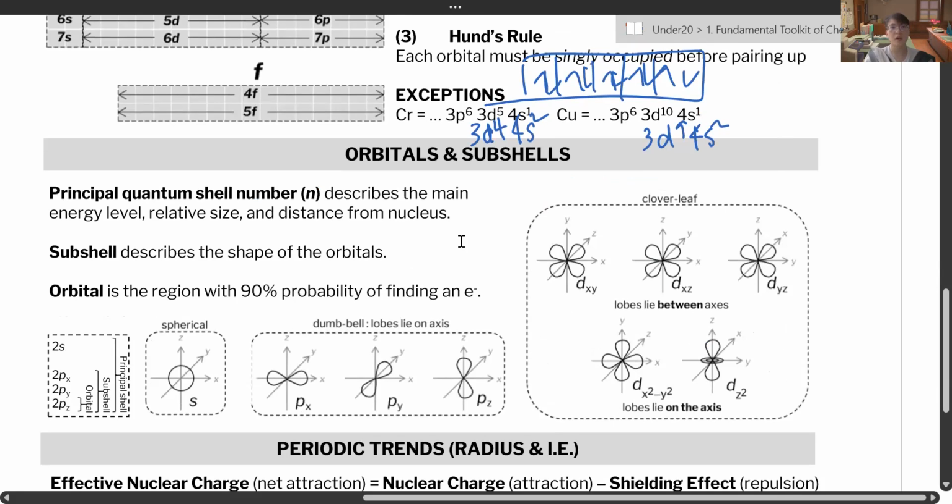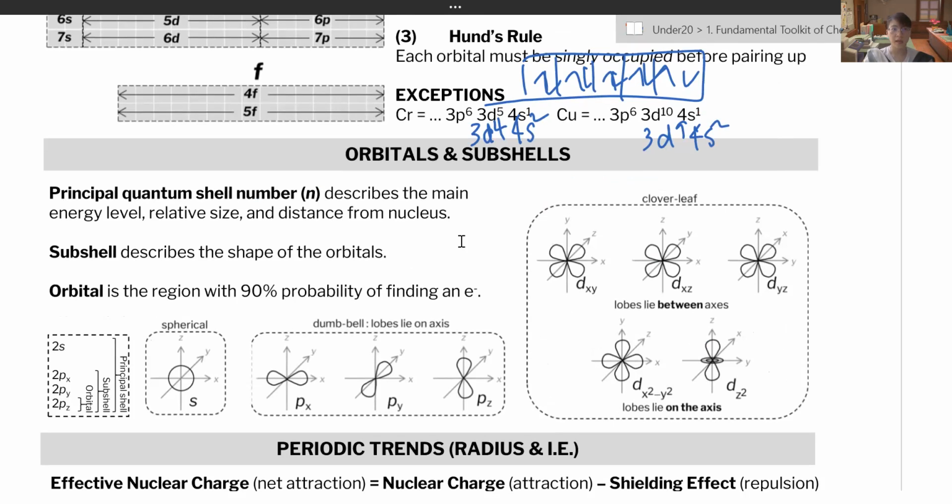Next is the subshell. Subshell tells us the shape of the orbitals. In your syllabus, there's only SPDF, and you only need to know the shapes of S, P, and D. So S is spherical in shape, P is a dumbbell shape, and D is a clover leaf shape. Okay, that's all you need to know.